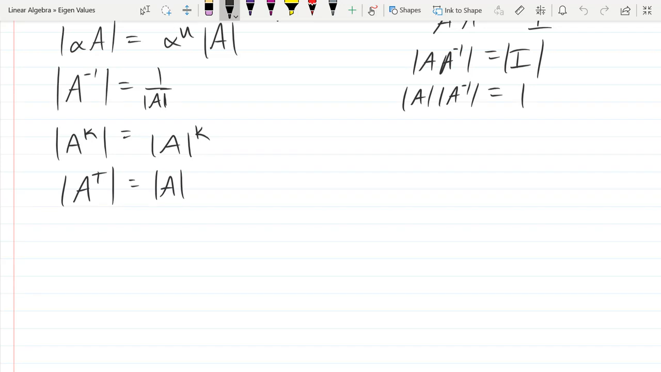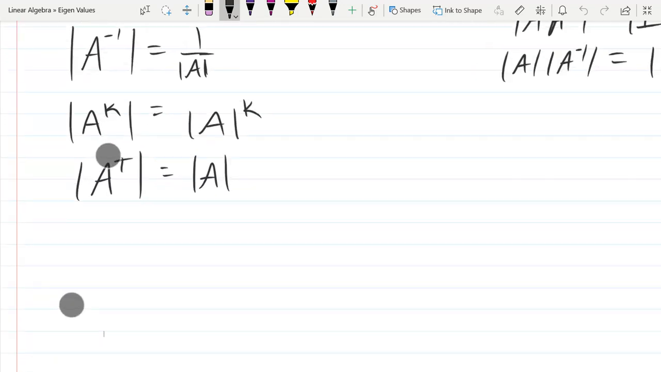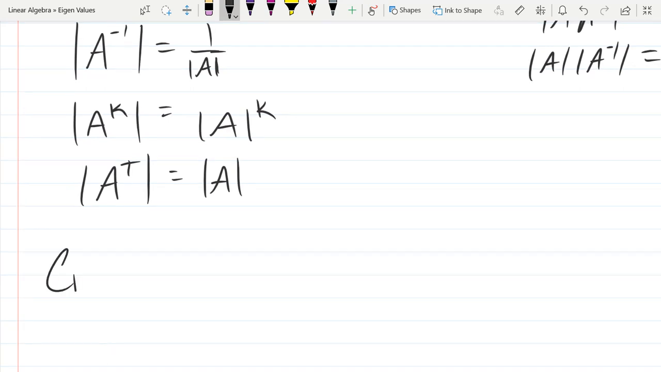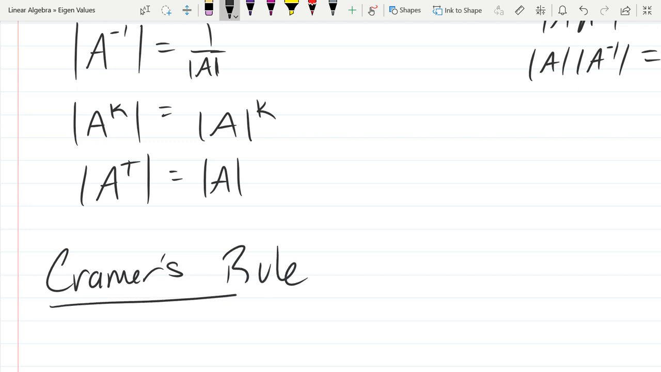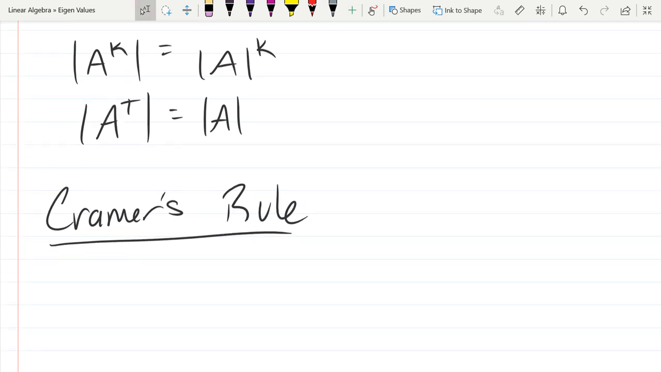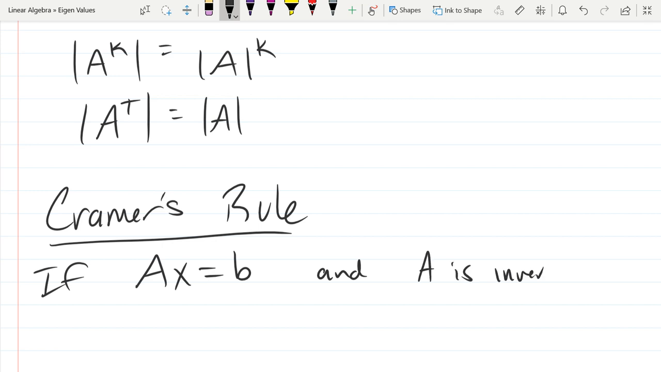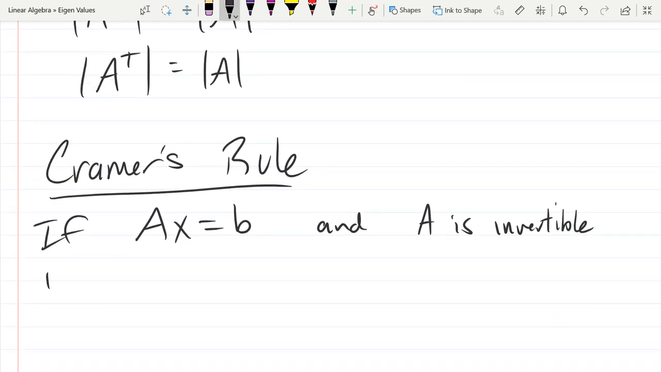So we're going to look at Cramer's rule next. If AX equals B, and again, A is a matrix, X and B are going to be vectors. And so if you have this equation and A is invertible, the solution is unique.